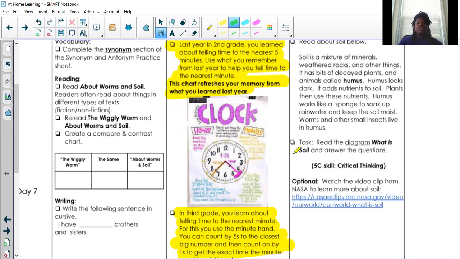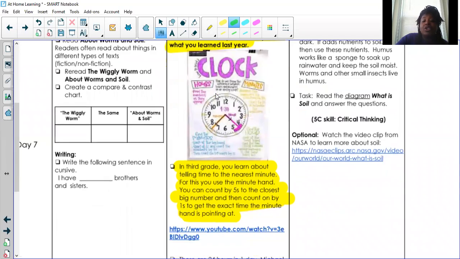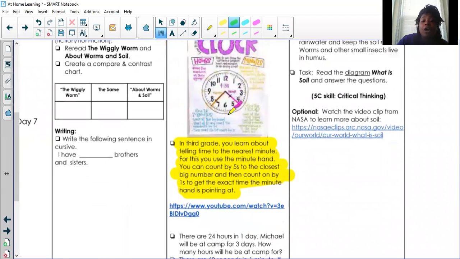It says, last year in second grade, you learned about telling time to the nearest 5 minutes. Use what you remember from last year to help you tell time to the nearest minute. There's a chart to help you refresh your memory, and I also have this in my video so you guys can see a bigger version of it.